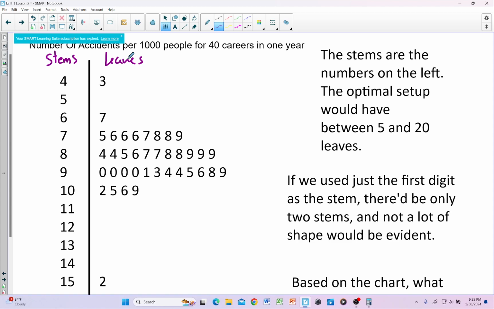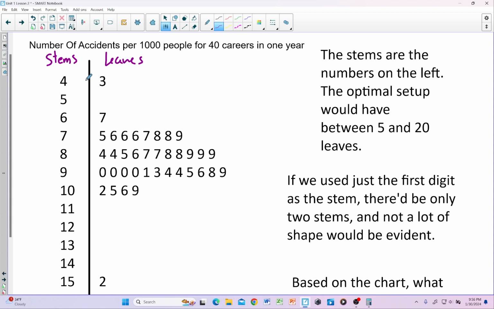Okay, but let's see what this data is actually saying. This particular graph represents the number of accidents per 1,000 people for 40 careers in 1 year. So here we're collecting data representing an accident rate in different careers, and each one of these numbers represents a career. Some of them have zeros, so maybe no accidents. Well, that's a good thing. And then there are nines, but the nines are all spread out. What gives?